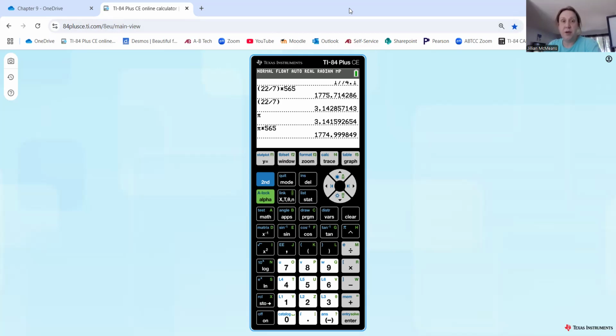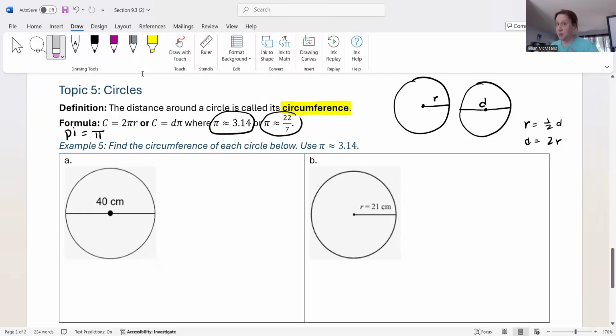All right, so back to our worksheet. I will say for me, if I don't specify what I want you to use, 3.14 is probably what you should use. Depending on who your instructor is or your online homework, that may vary.